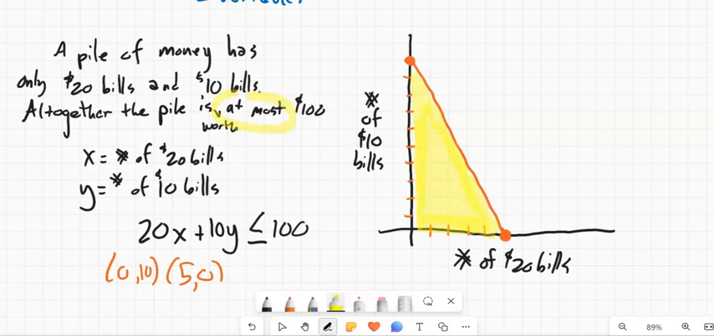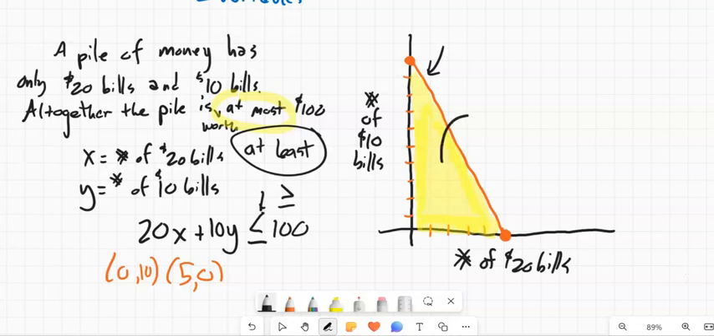And then notice if this had said, instead of at most, let's say it said no more than. That would make this line dotted. Or if it said at least, that would change this to greater than or equal to, and our shading would be on this side. So pay attention to this word, and then you can set it up the way that we've set up these problems in the past.